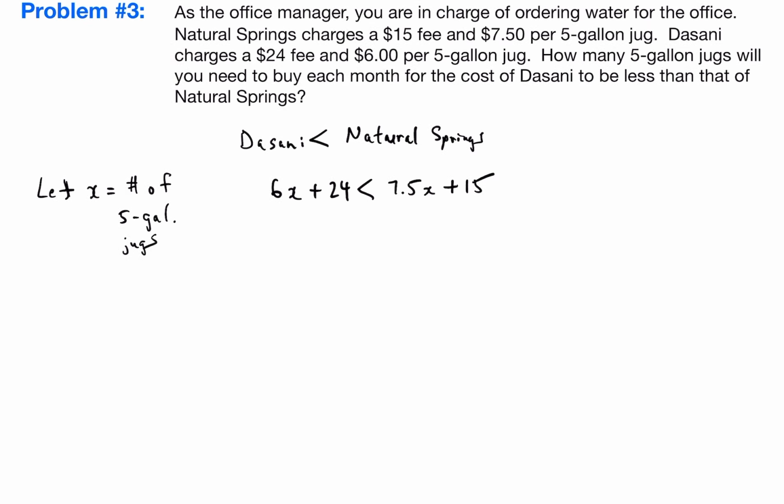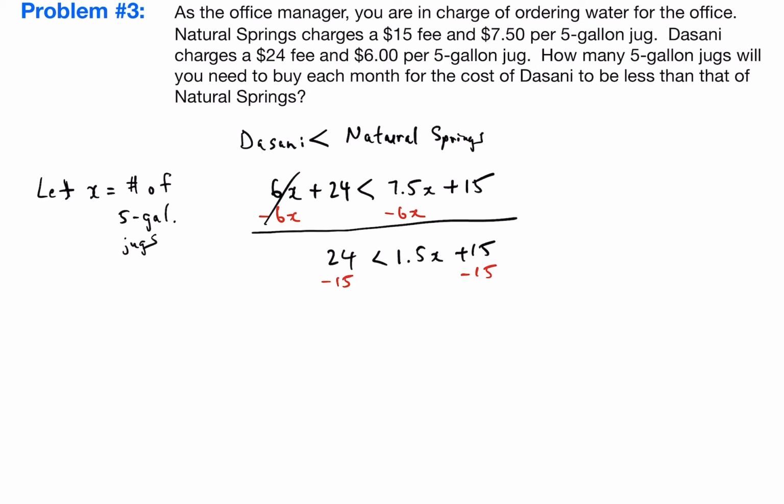Okay, so now that we have the inequality set up, we can go ahead and solve for X. To do that, we're going to move this 6X over to this side of the inequality, and we can do that by subtracting 6X from both sides. And when we do, we're left with 24 is less than 1.5x plus 15. Okay, these cancel out. Now the next step is to move this 15 over to this side, because we want this x to be all by itself. And we can't do that until this is moved. And we can move it by subtracting 15 from both sides.